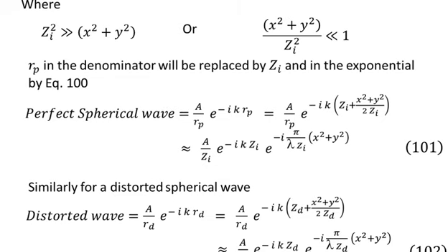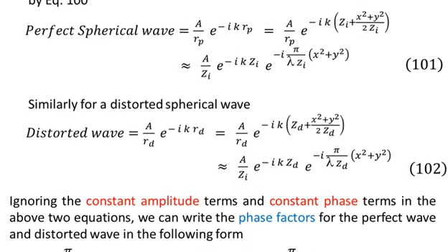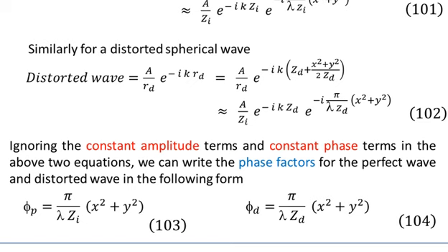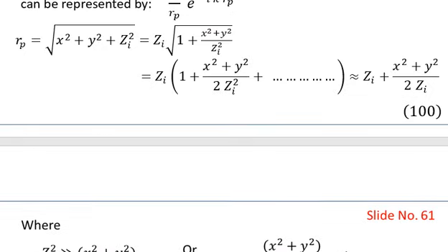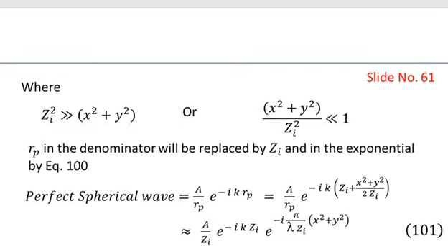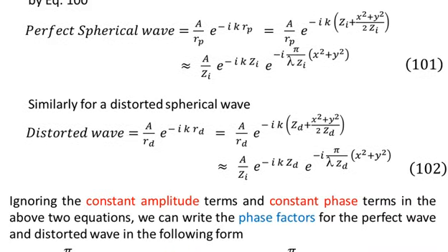Similarly, for a distorted spherical wave with similar assumptions as used above, we can write that the distorted spherical wave can be written as A over rd into e to the power minus iota k rd. In the next step we have replaced rd by the values in equation number 100, but with zi replaced by zd. So in equation number 102 we have replaced zi by zd in equation number 100.